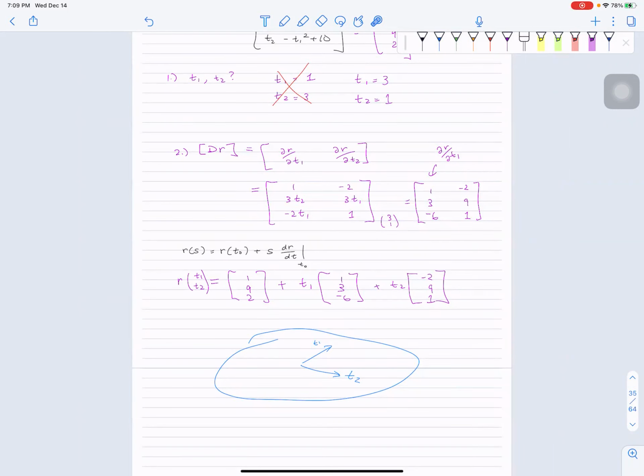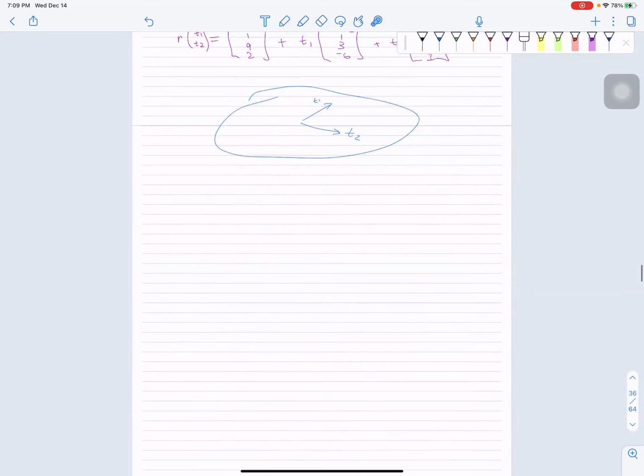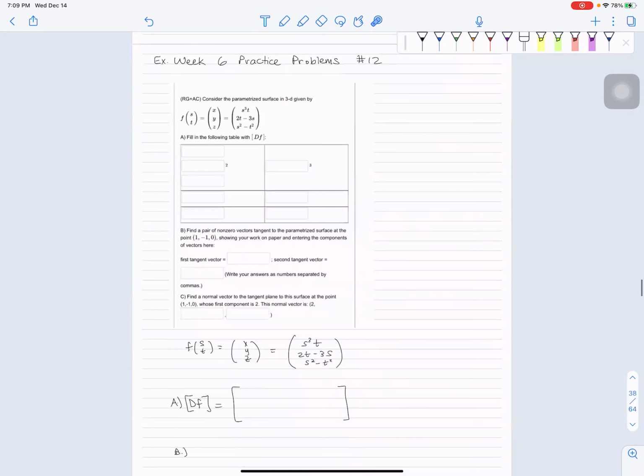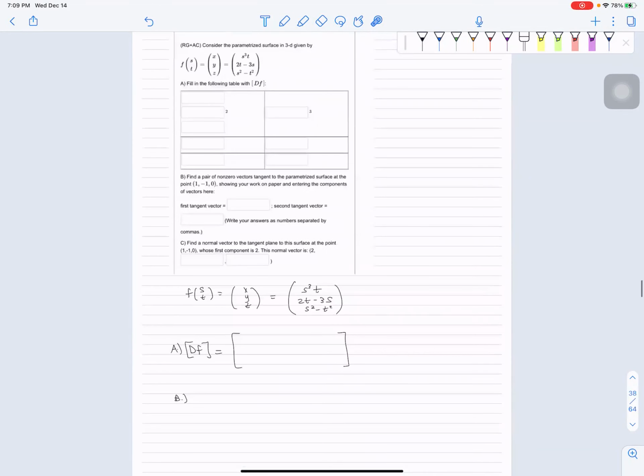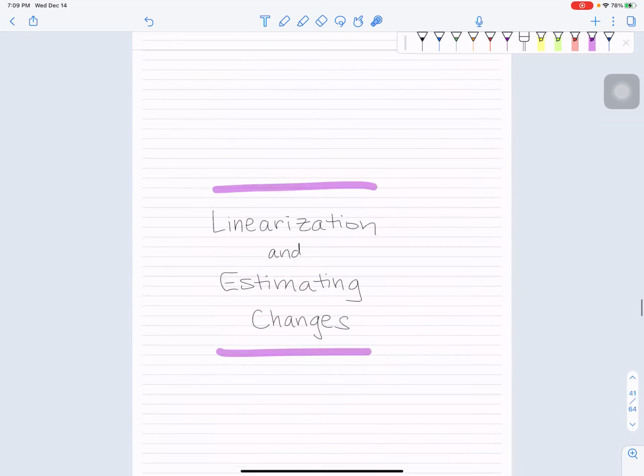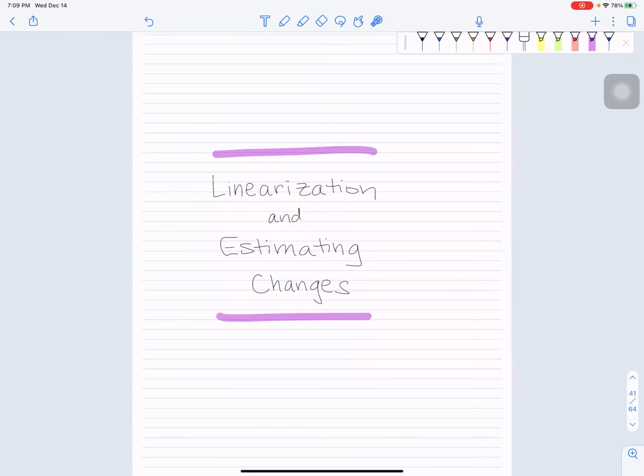Okay. Any questions on this problem? Okay, so I have a common problem listed here. It's a little bit similar to the previous question, so I'm going to skip it for time and move on to linearization.